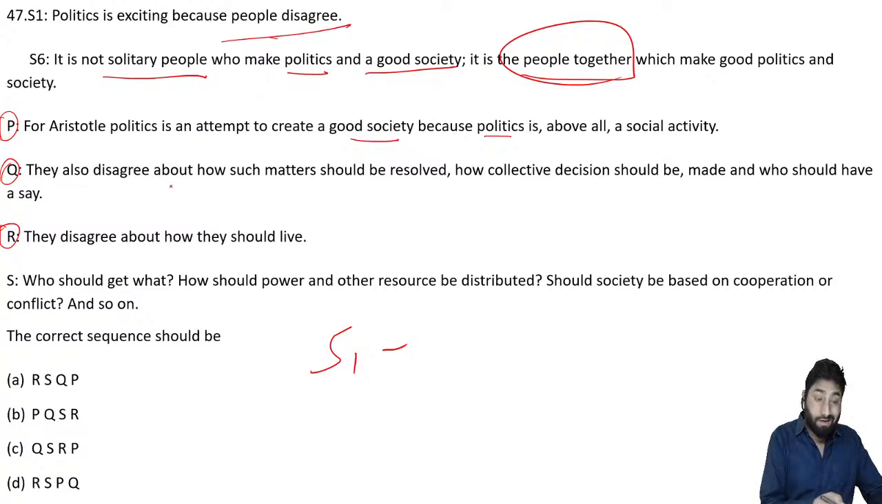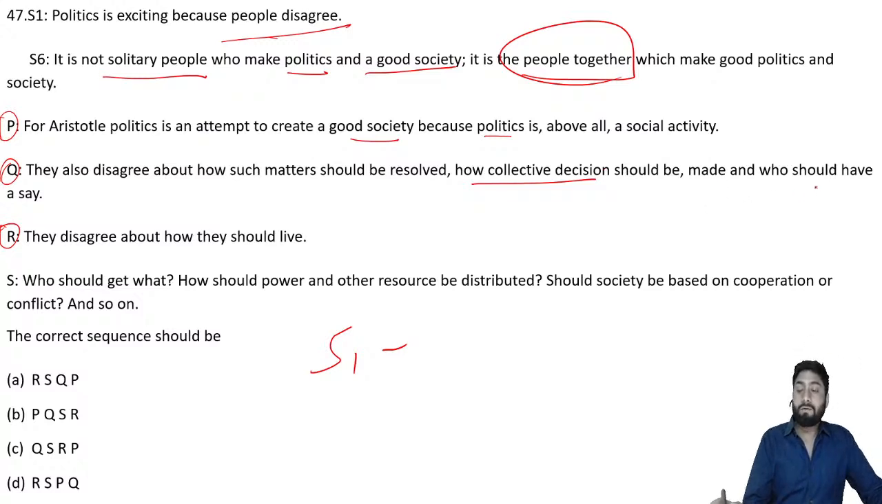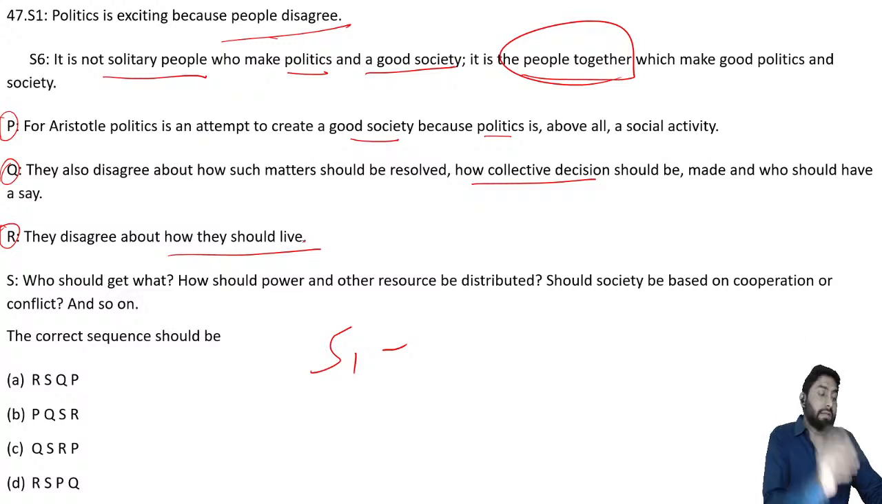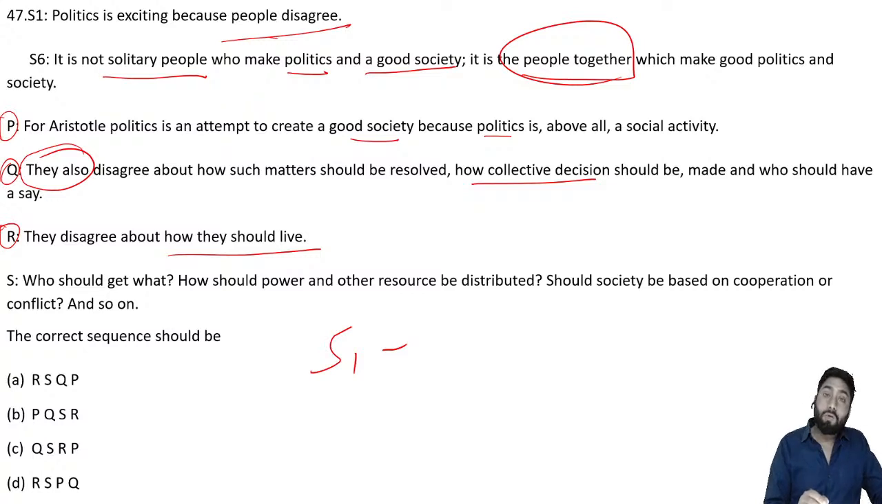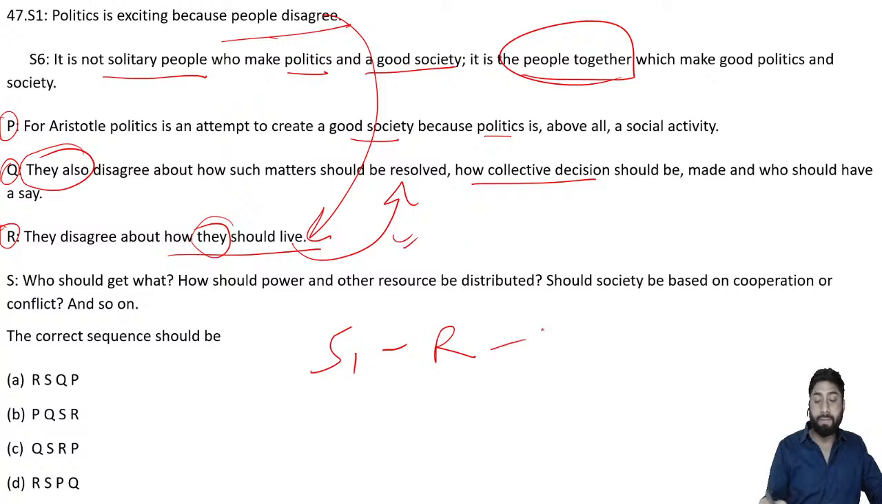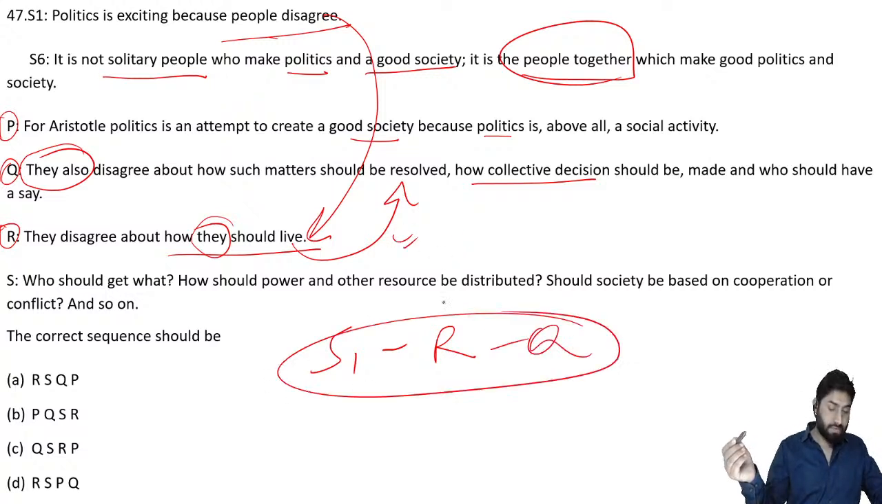They also disagree. People disagree. They also disagree how much matters should be resolved, how collective decisions should be made, who should have a say. They disagree about how they should live. See, the moment you see this, they also, right? They also, they should live. See, mandatory pair मिल गया. S1 के साथ R forms a mandatory pair, and this R के साथ Q forms a mandatory pair. You got it, and you got the answer. RSQ.